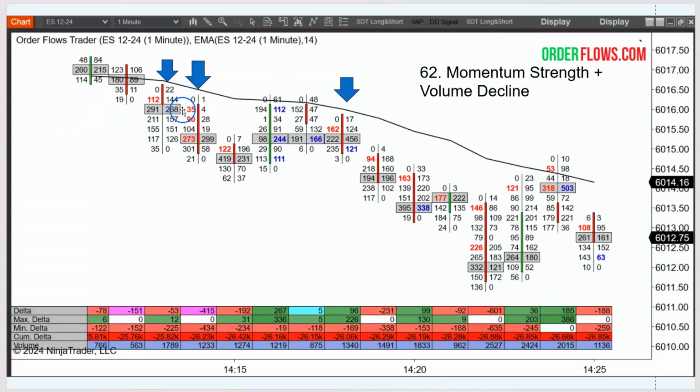So you can see right here, we're trading underneath our moving average. So I know the trend is down. The momentum is down. And here, 17, 124, 456. So as you're going up in this bar, the volume is declining. That's why it's called a volume decline. Here, 28, 4, 1, 268, 144, 22.